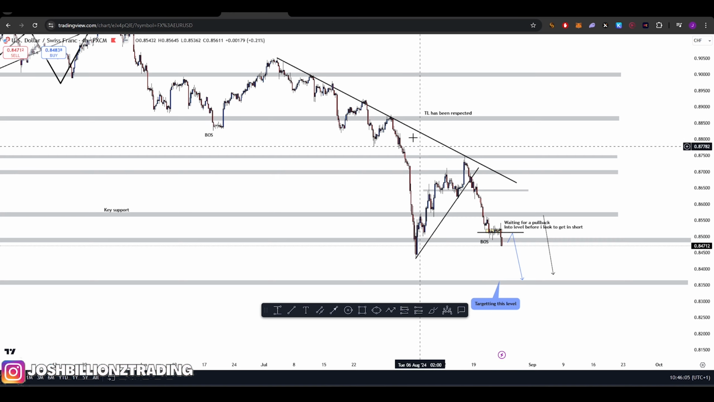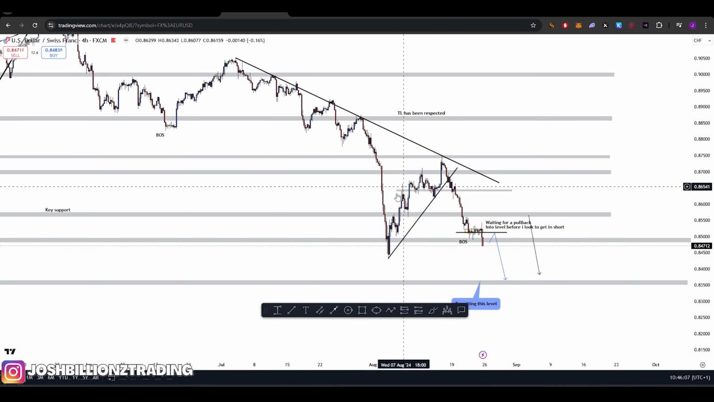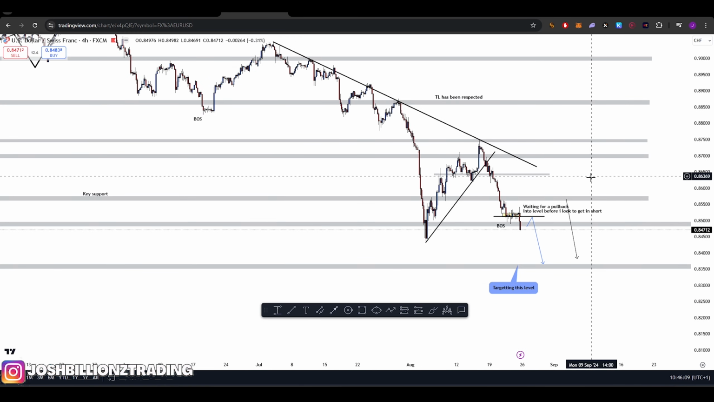Simple as that. Market structure is bearish, clearly. Had multiple breaks of structure. I'm just following the trend. The trend is your friend.